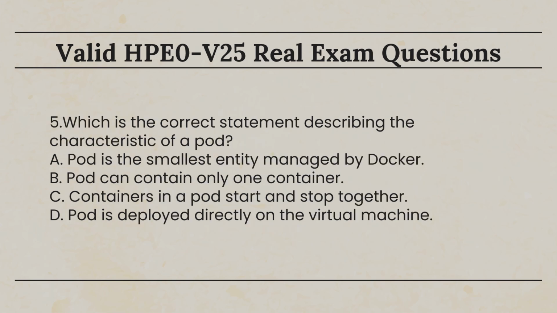5. Which is the correct statement describing the characteristic of a pod? A. Pod is the smallest entity managed by Docker. B. Pod can contain only one container. C. Containers in a pod start and stop together. D. Pod is deployed directly on the virtual machine.